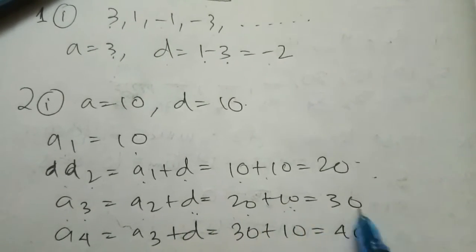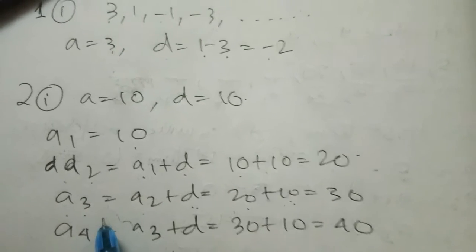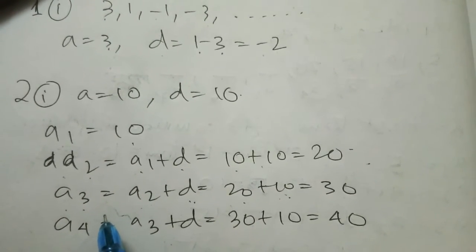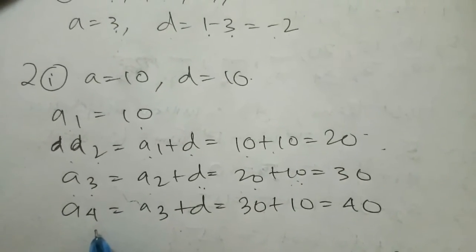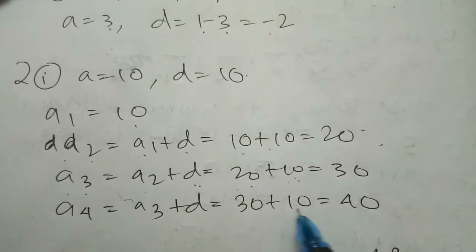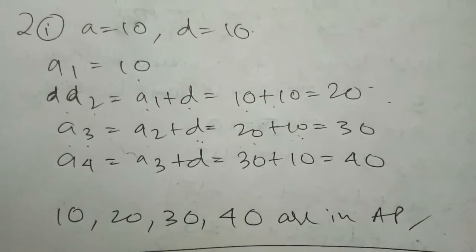Same thing, just the formula we have done earlier on the first page. If you forgot, you can see it one more time, or you can repeat the video two or three times. A4 is also done the same way. A3 plus D, that is 30 plus 10, which is 40. So 10, 20, 30, 40 are in AP.